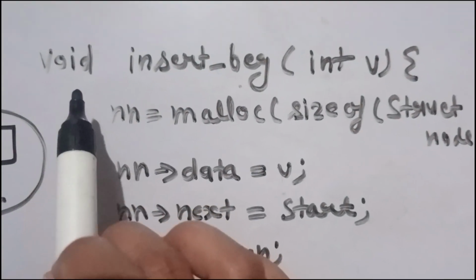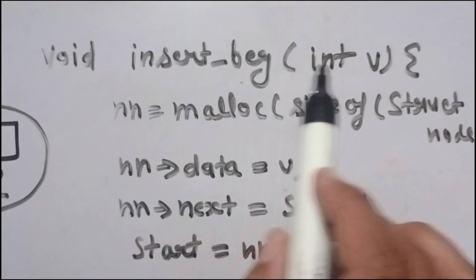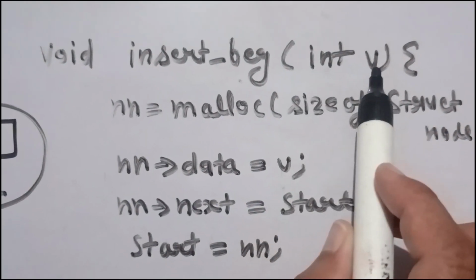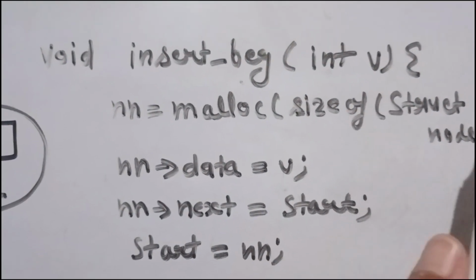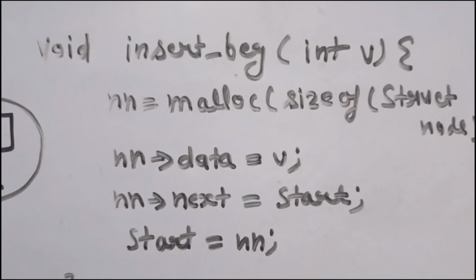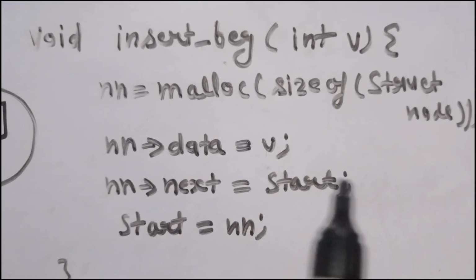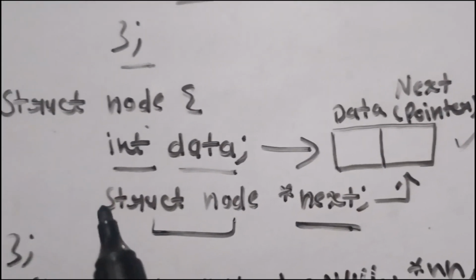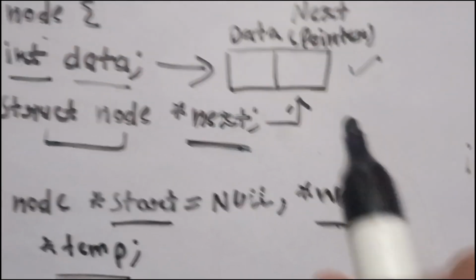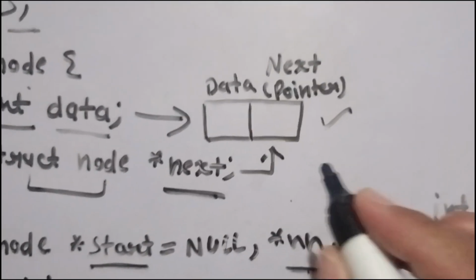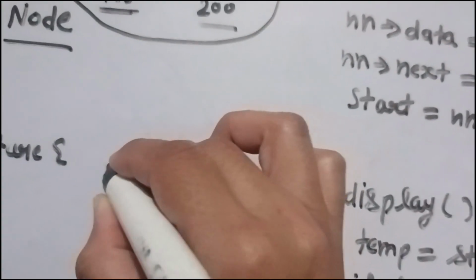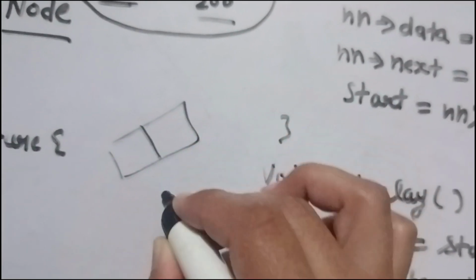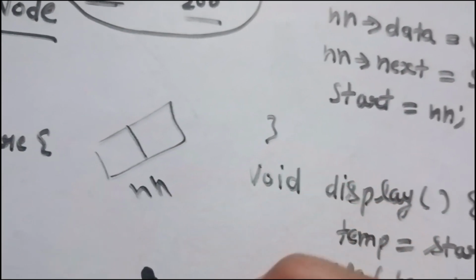So I created a function here, void insert_beg, and inside this I am giving a variable v, which will be the value, the data that the user wants to insert. Okay, after that, now we created this node by using this structure. Now the name of this node is nn. So this node is created and the name of this node is nn.